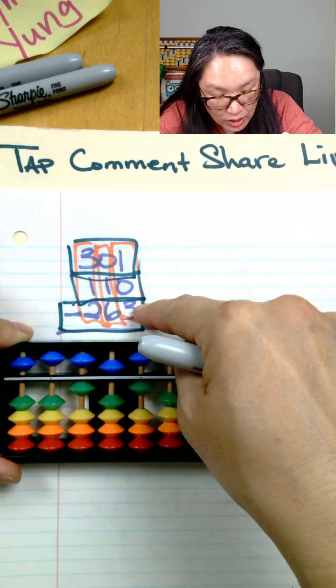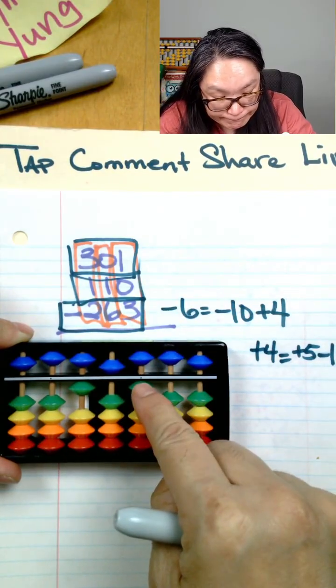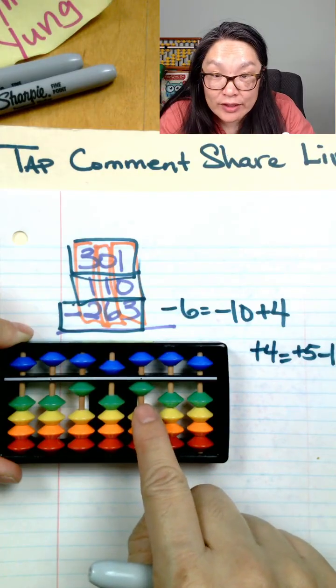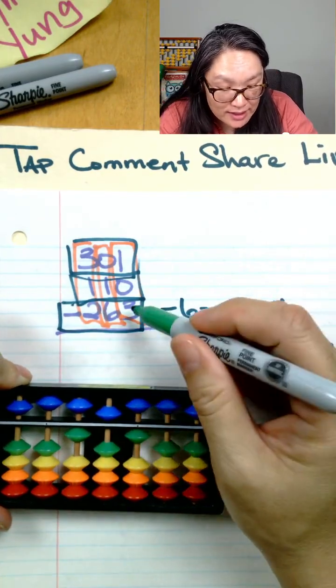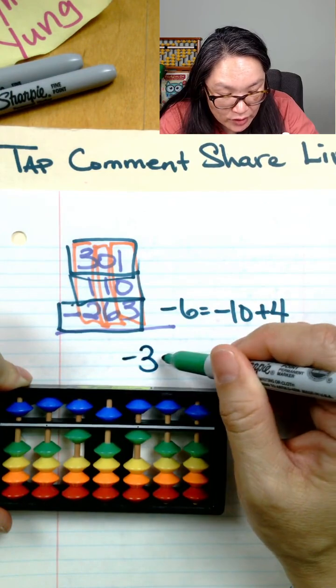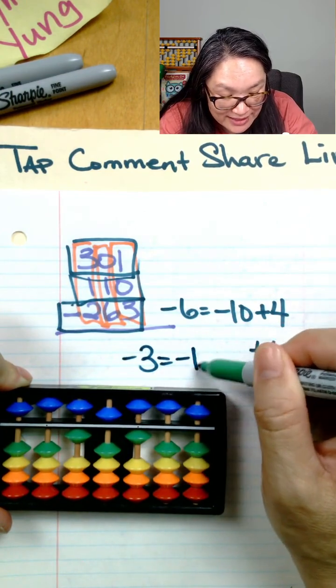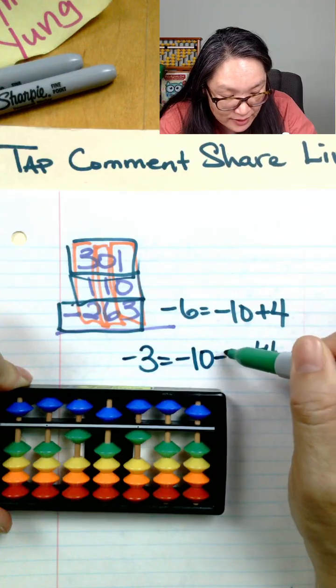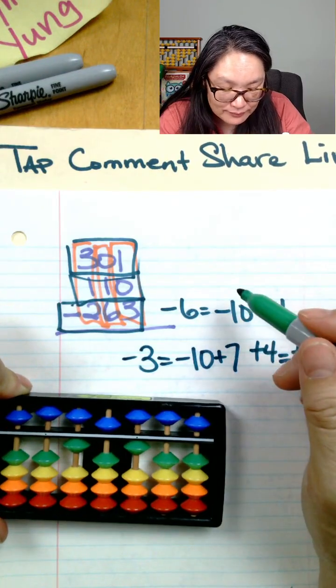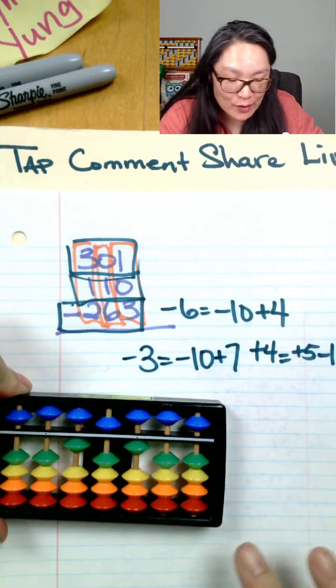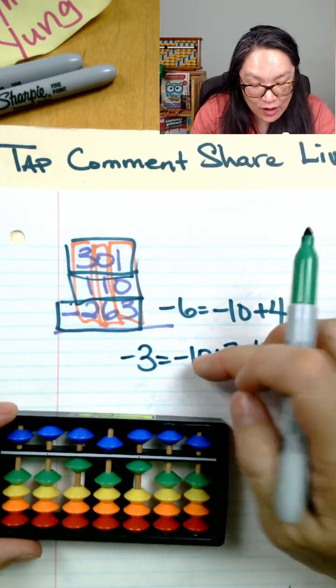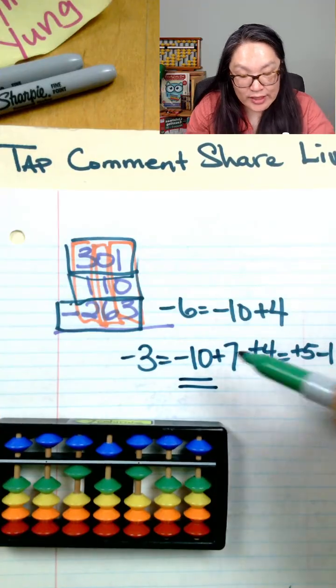And now I'm going to take away the 3. Nuts! I don't have enough beads to take away the 3. So what do I do? What is another way to take away the 3? I notice I could take away the 3 by taking away the 10 and plus the 7. Oh, this is another two-step equation. How do I know? Because now, right here, I want to take away the 10.